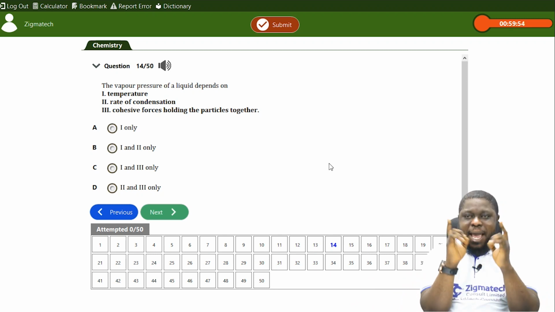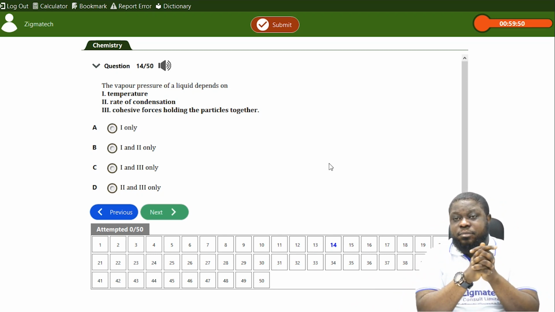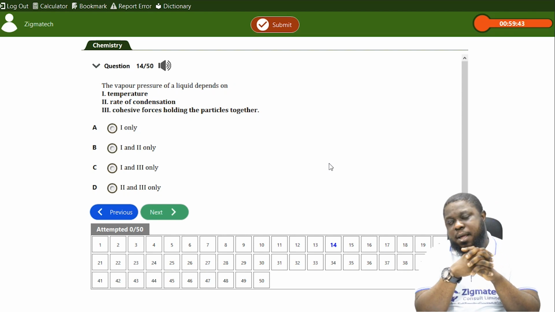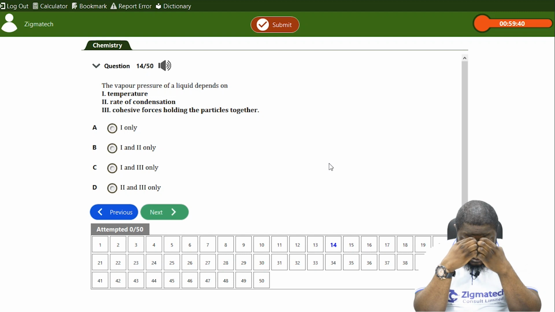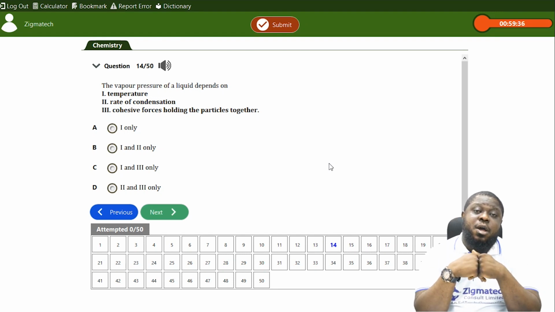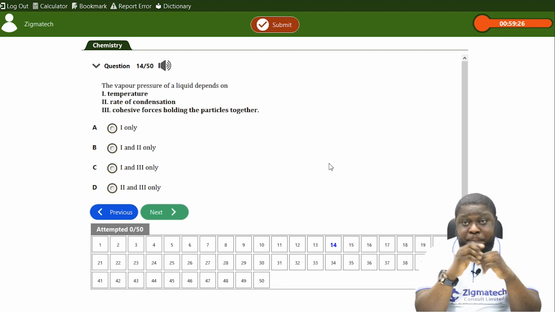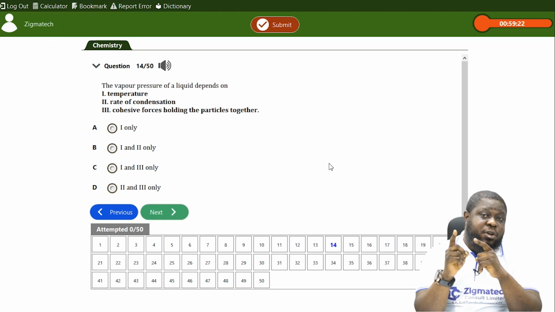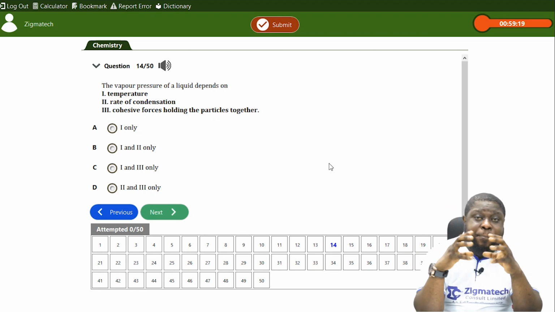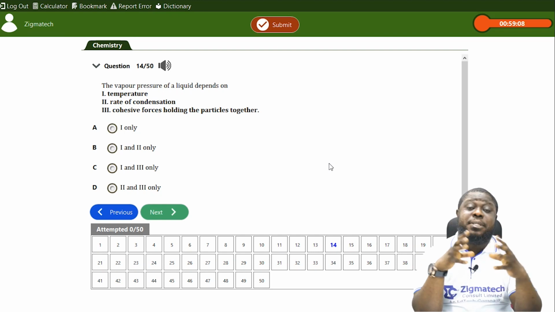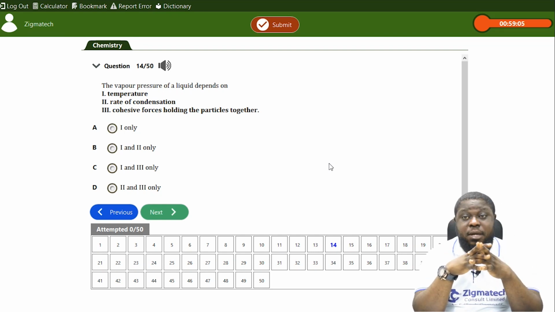The vapor pressure of a liquid depends on, I just told you that. They said 1, temperature. 2, rate of condensation. And 3, cohesive forces holding the particles together. I told you that the vapor pressure depends on the temperature. When the temperature increases, the vapor pressure is going to increase, because the temperature leads to rapid evaporation. For the temperature to increase, that means the liquid will increase in vapor. That means the pressure of the vapor will increase when it's coming out.